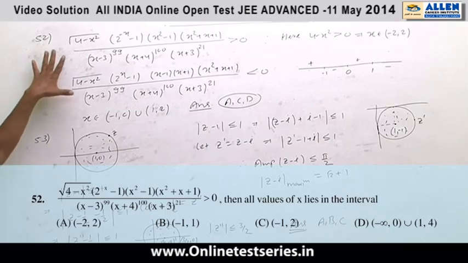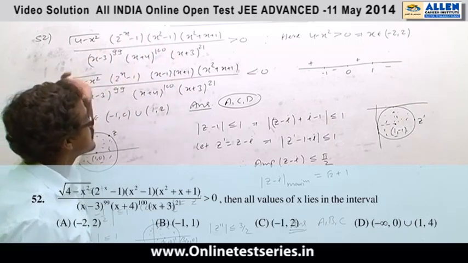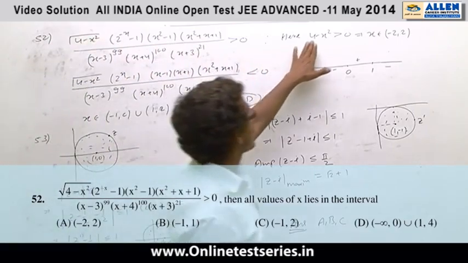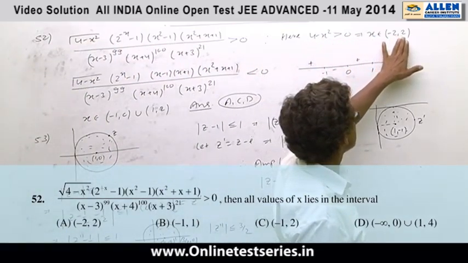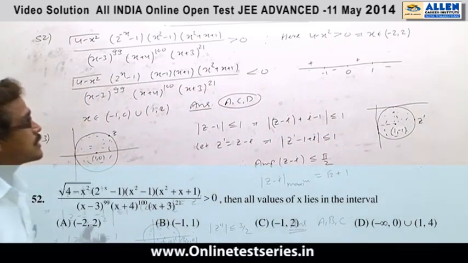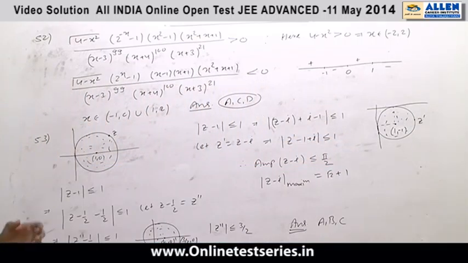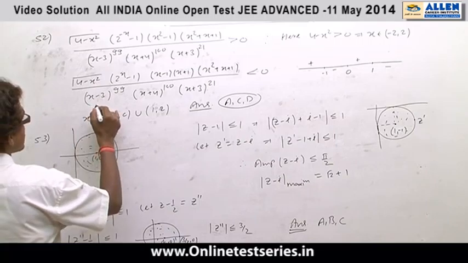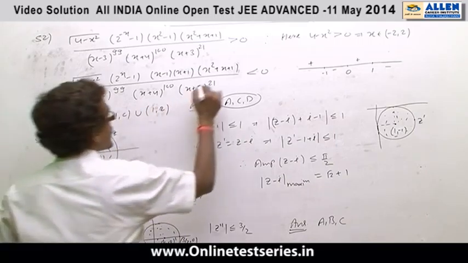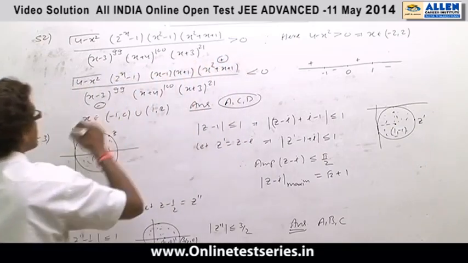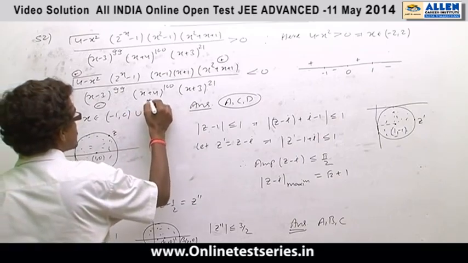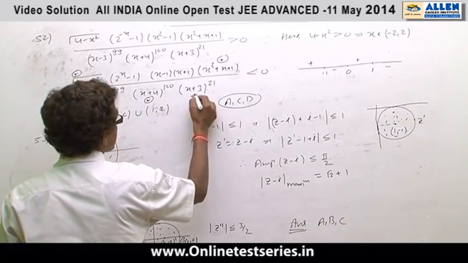Now the next question of the multiple choice section is question number 52, in which we have to find the values of x which satisfy this relation. In this expression, we know that 4 minus x square should be greater than 0, which gives us that x should lie between minus 2 and 2. Beyond minus 2 and 2 we need not check x. In between minus 2 and 2, x minus 3 will always be negative, x square plus x plus 1 will always be positive, and the square root of 4 minus x square will always be positive.